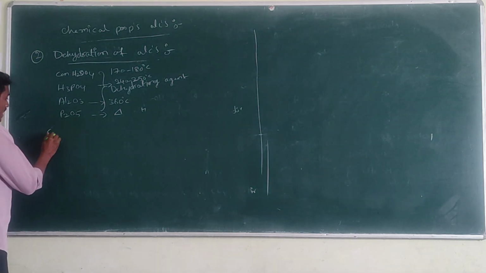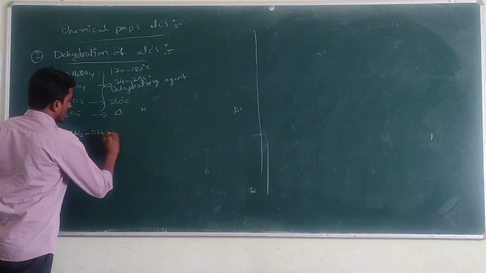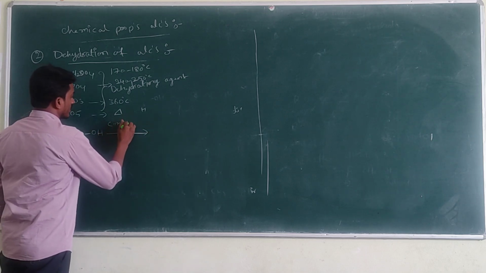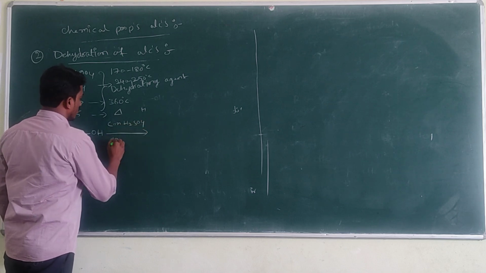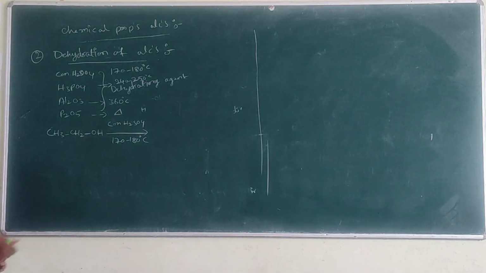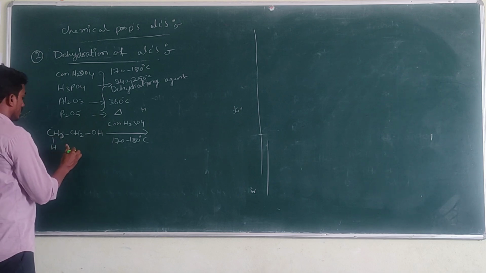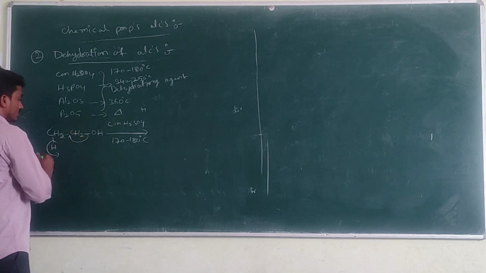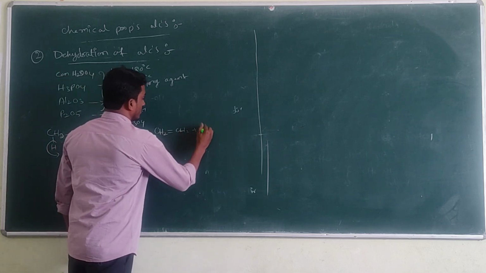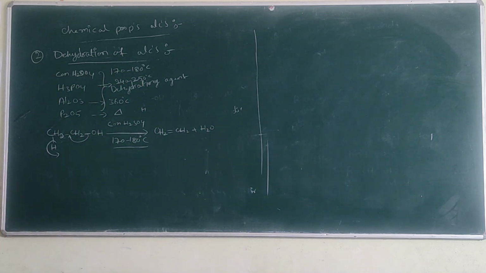For example, I am taking the primary alcohol CH3CH2OH. On heating in the presence of concentrated H2SO4 at 170 to 180 degrees centigrade, dehydration takes place. It gives an alkene and releases water. So 170 to 180 degrees temperature is required.